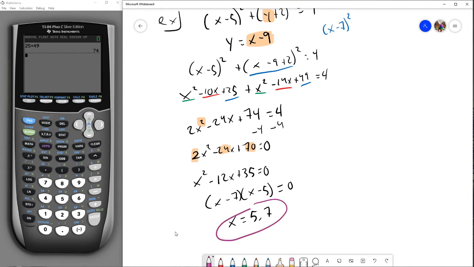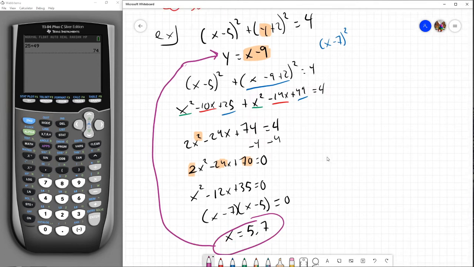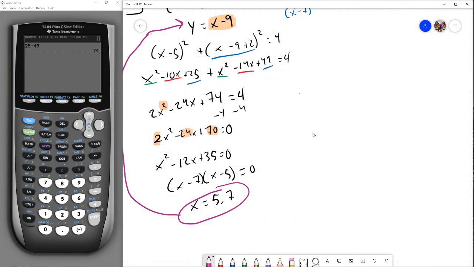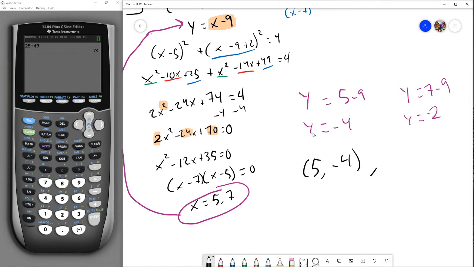So I'm going to take these values and we can plug it into either of these two equations here. It doesn't matter which one. But this one is the easier one because we already have y isolated, whereas this one will require a lot more work. So we have y is equal to 5 minus 9, and we have y is equal to 7 minus 9. That means y is going to equal negative 4, and y is going to equal negative 2.